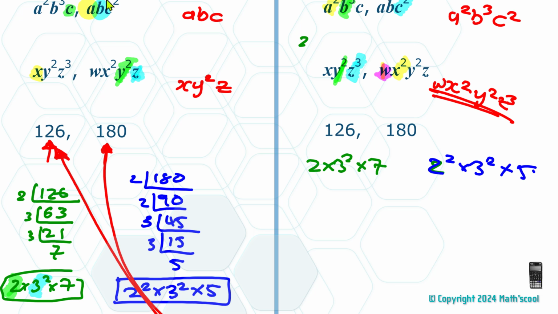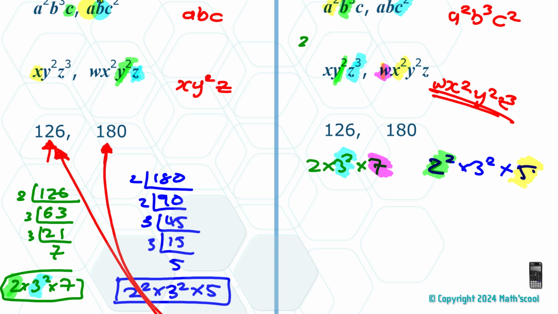And so what we're going to use as our lowest common multiple is the 2 squared, the one with the higher power. We're going to use the 3 squared. They've both got the same power, so it doesn't matter which one we use. We're going to use the 5 because we want to include it even though it's not repeated. And we're going to use the 7 because we want to include it even though it's not repeated.